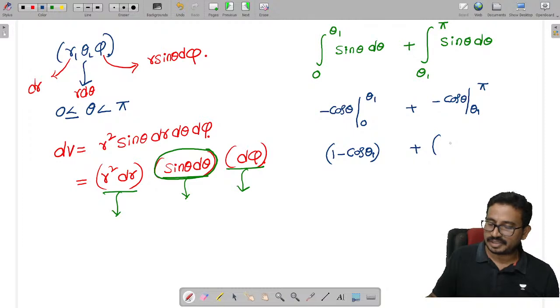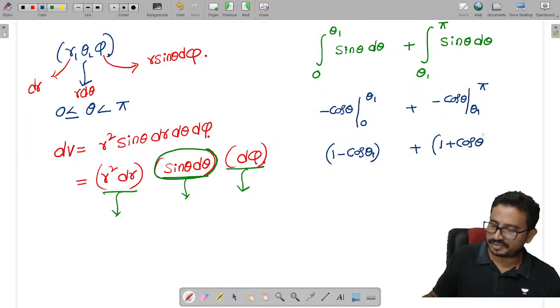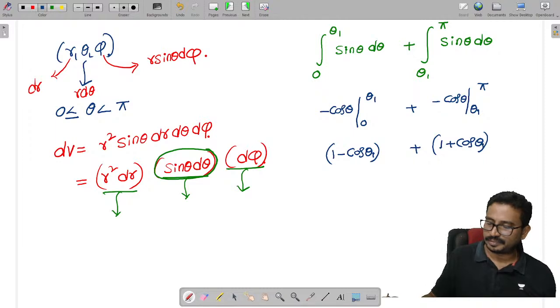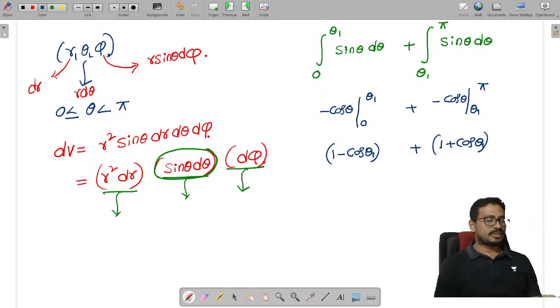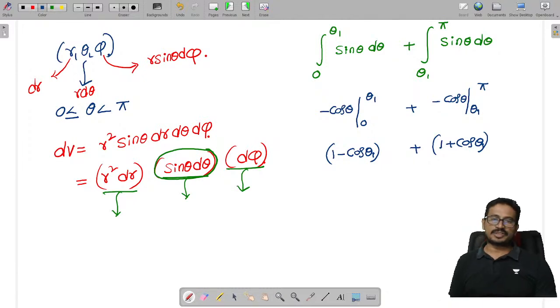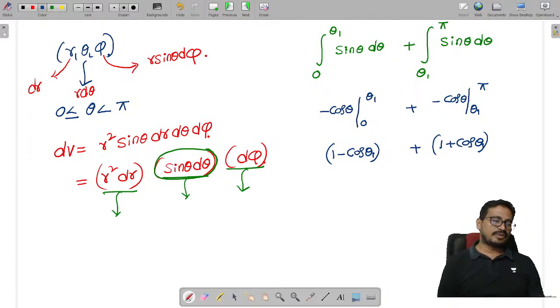What will come here? Cos pi is minus 1 now. So it is 1 plus cos theta 1. Check, all of you. Everybody tell me: 1 minus cos theta 1, 1 plus cos theta 1. Is it fine to everybody?